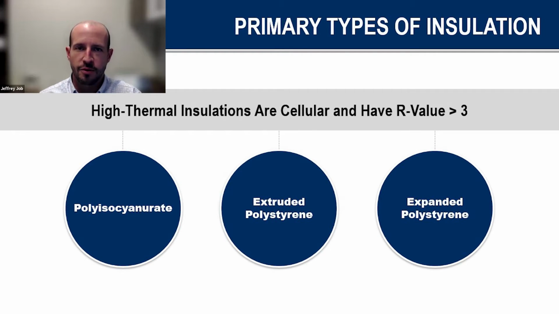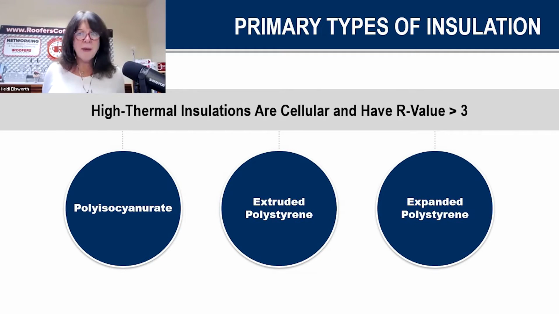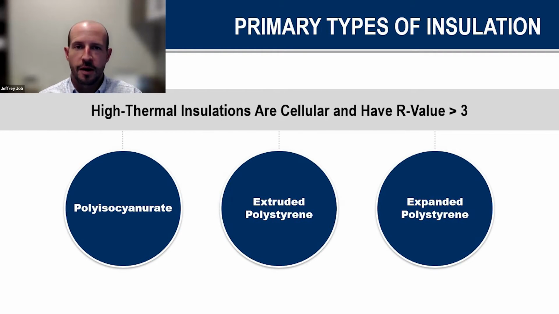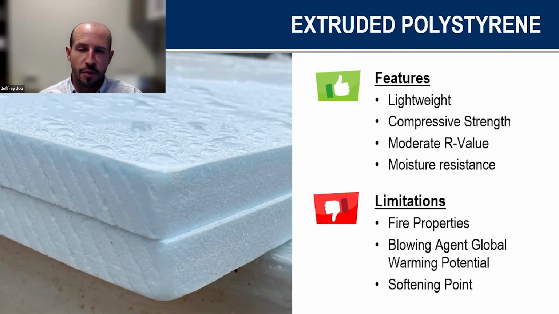There's your styrene products, both expanded and extruded. And then there's polyisocyanate as well. Can you tell us a little bit about each of those insulation types? What are some of their features and some of their limitations? Sure. We'll go ahead and start off with polystyrene. We'll talk about extruded. Extruded polystyrene, a couple benefits being high compressive strength. All these products are going to be fairly lightweight and rigid. So from a compressive standpoint, they're all going to hold up pretty well. You can get some higher compressives with your XPS boards, extruded oftentimes referred to as XPS.